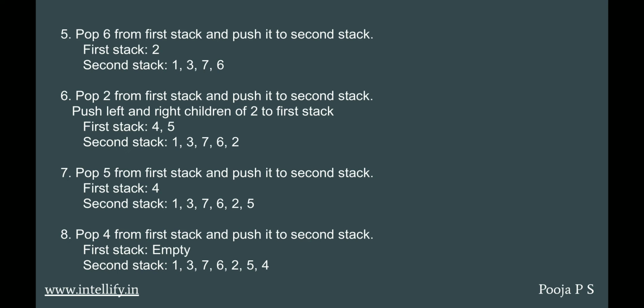Now we pop 2 from the first stack and push it to the second stack. As 2 has child nodes, we push the left and right children of 2 to the first stack. Now the first stack contains 4 and 5, and the second stack contains 1, 3, 7, 6 and 2. Now we pop 5 from the first stack and push it to the second stack, and we also pop 4 from the first stack and push it to the second stack. Those two do not contain any child nodes. So now the first stack is empty and the second stack contains 1, 3, 7, 6, 2, 5 and 4.